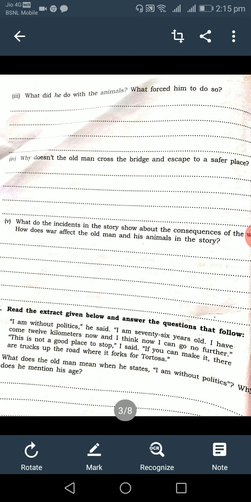Now the old man says that he is without politics, which means he did not belong to any political party. And like other innocent civilians, what mattered to the old man was his home and animals rather than any kind of politics.